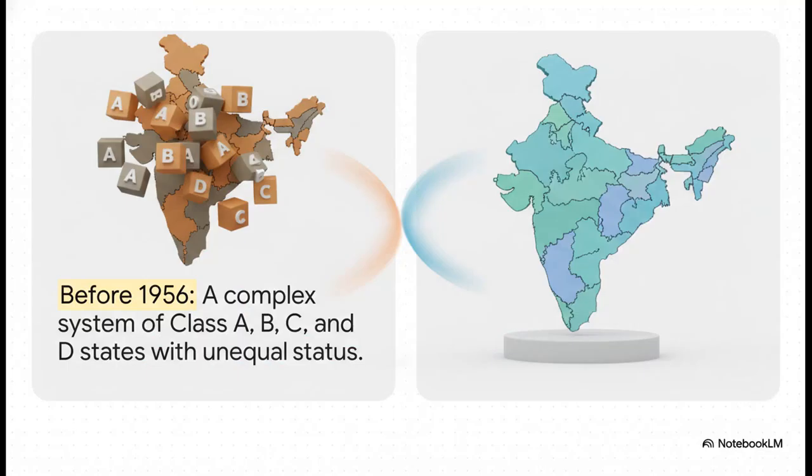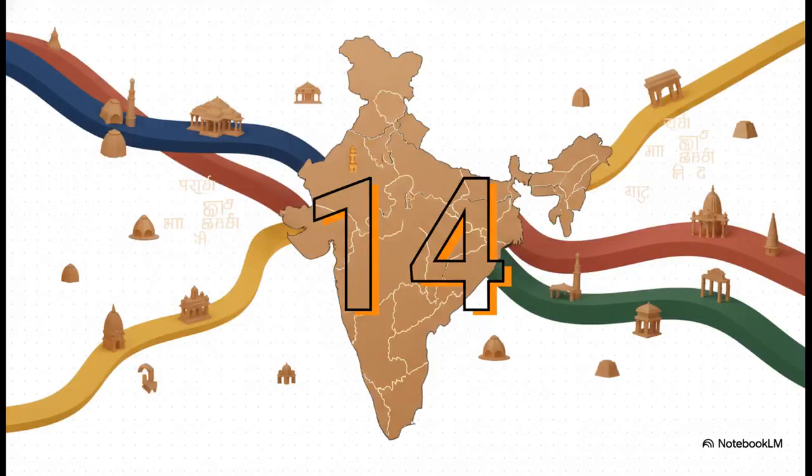And the result was a total game changer. Suddenly, you had a much simpler map to work with. 14. That's how many states the new act created, plus 6 union territories, mostly based on language.